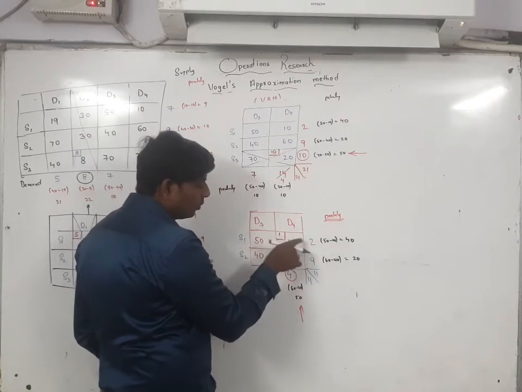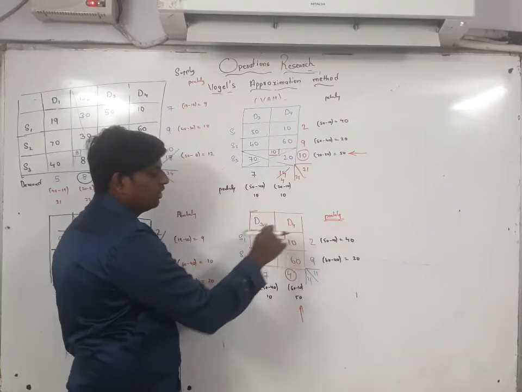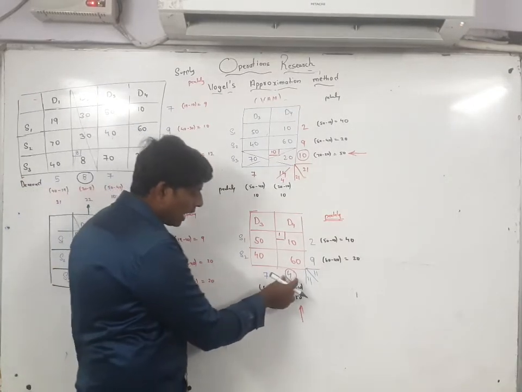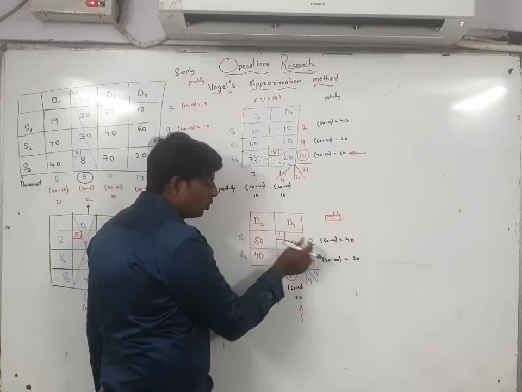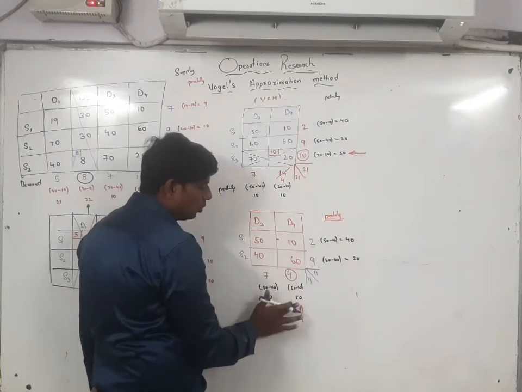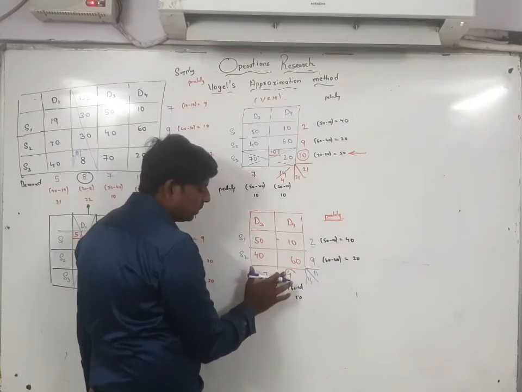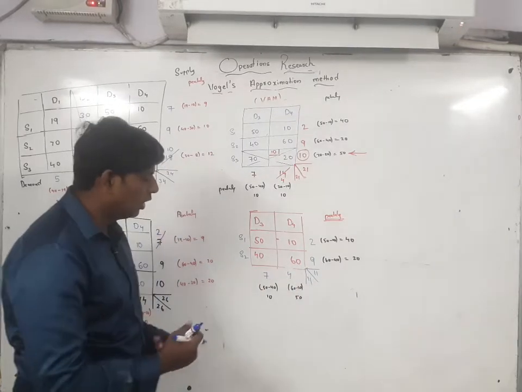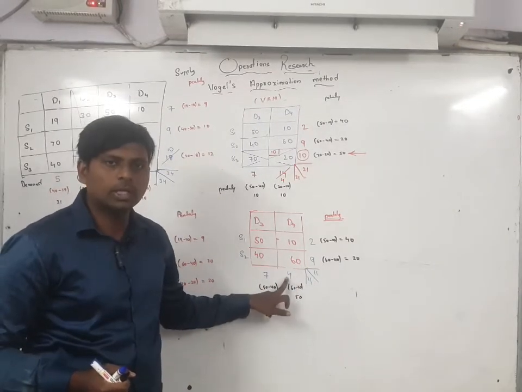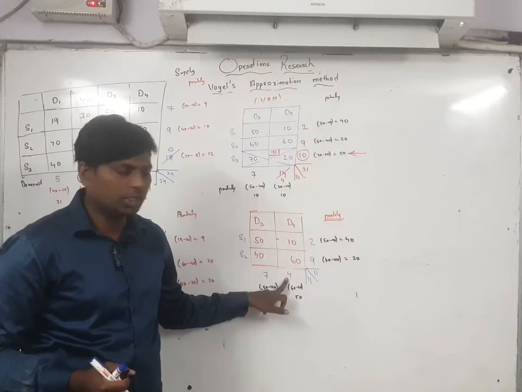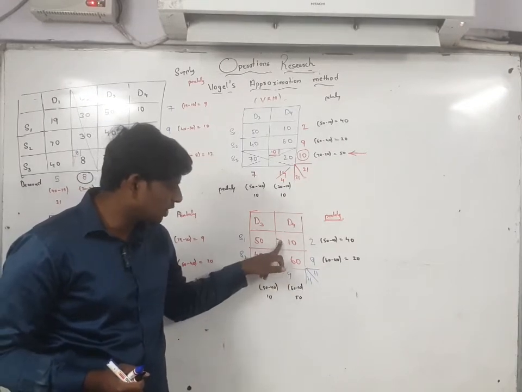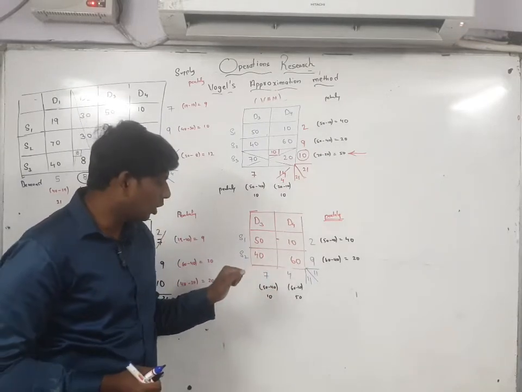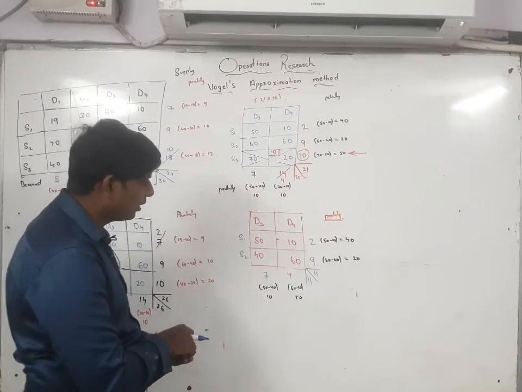But if you locate the 4, you can't cancel here. What is the value here? 2. So you can't locate that one. If you carry this 4 and project here, you can't cancel it from this side. So what you have to do, you have to select the next highest penalty.